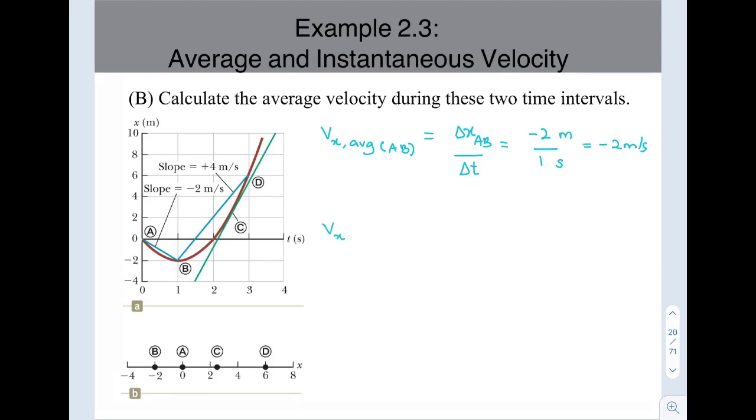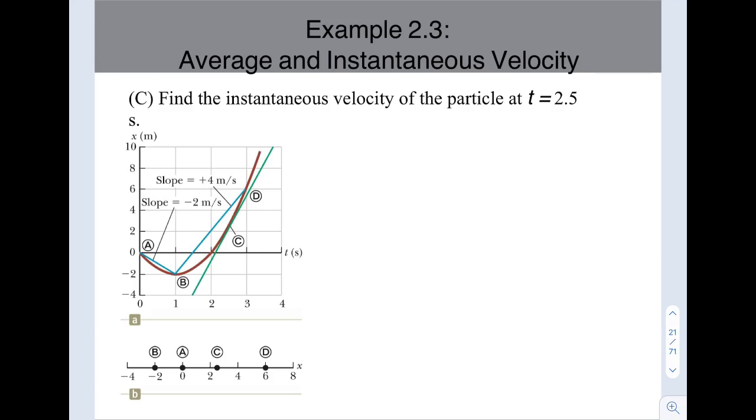For the second part, the average from B to D is equal to delta x B to D over the time taken, which is the one that we calculated just now, positive 8 meters, divided by 2 seconds. Then you're going to have positive 4 meters per second. Okay.